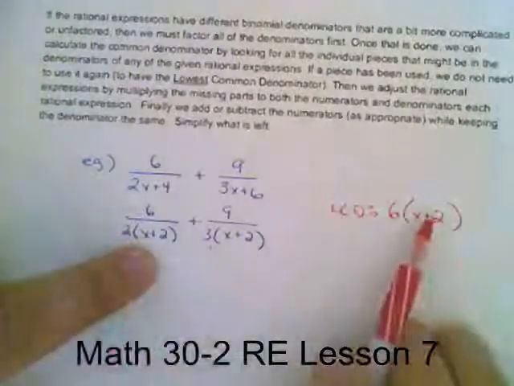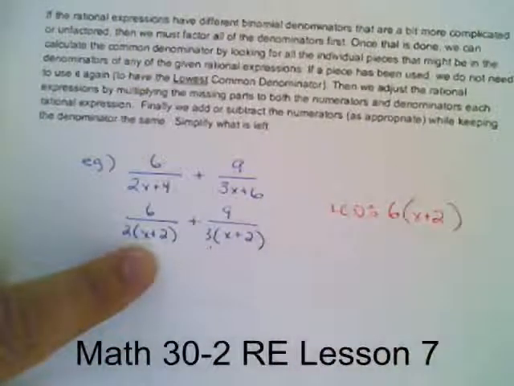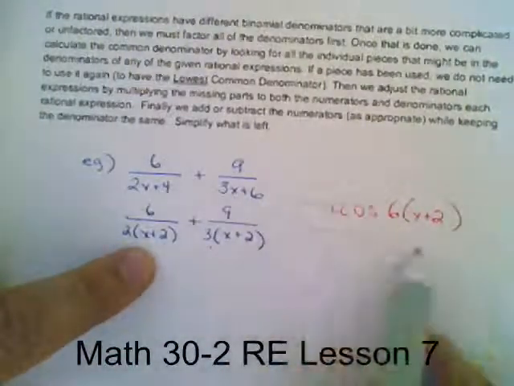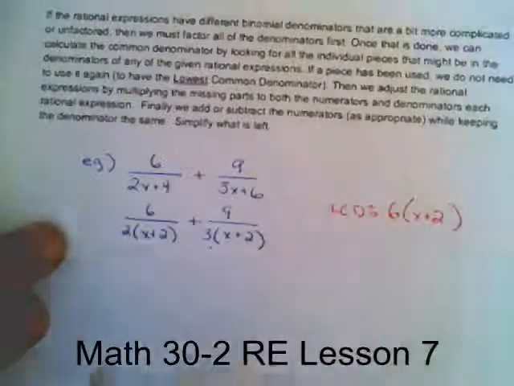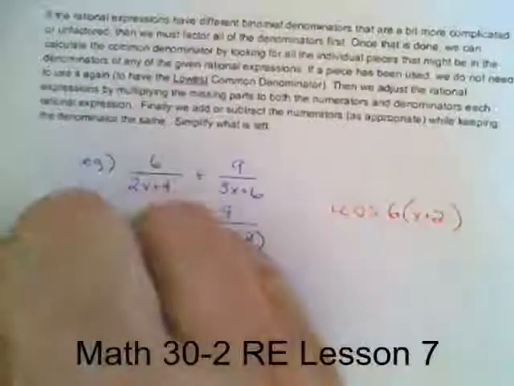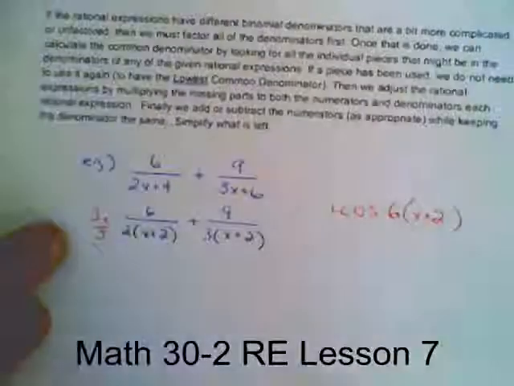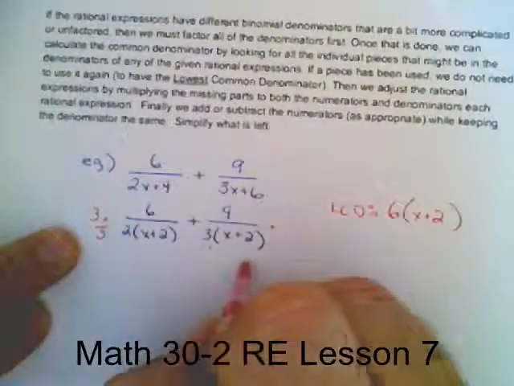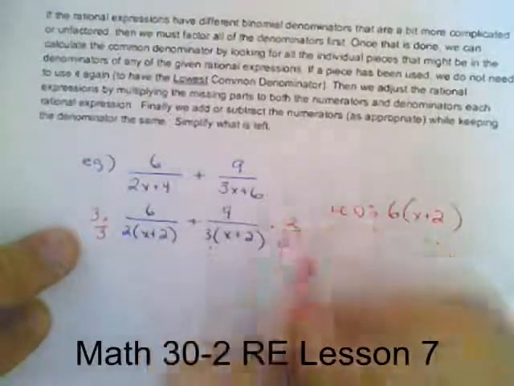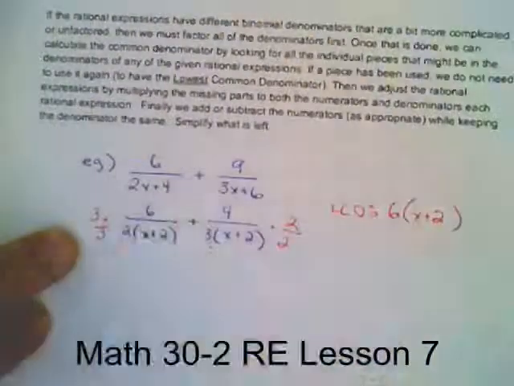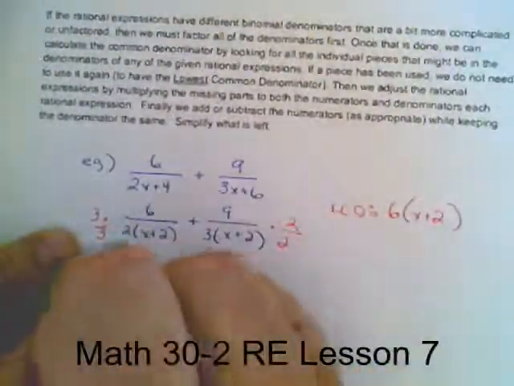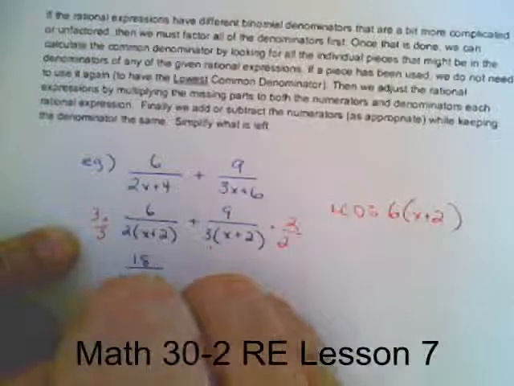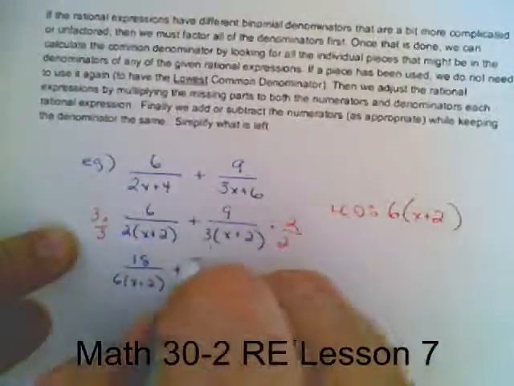If a rational expression has a different binomial, or you have to factor it first because it's more complicated, then you have to factor all the denominators first. Once that is done, we can calculate the common denominator by looking at the individual pieces. If a piece has been used, we do not need to use it again. That way we get the lowest common denominator.